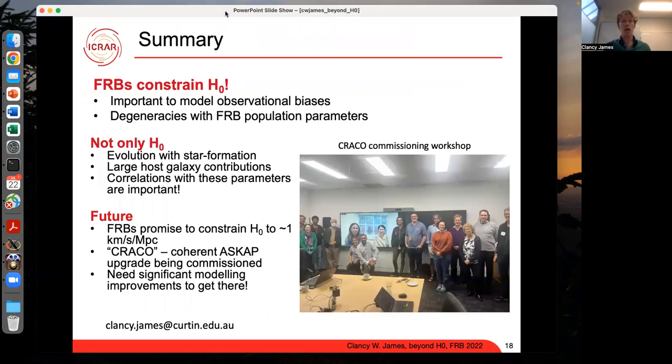So in summary, FRBs can and do constrain H0. To do that, it's important to model your observational biases and degeneracies with the FRB population parameters, but we get a lot more out. The fast radio burst population evolves pretty closely with the star formation rate. There's a much larger host galaxy contribution than all of you expect, and correlations with these parameters are important. Especially because in the future, we expect to get a statistical error on the Hubble constant of order 1 kilometer per second per megaparsec. It's going to be really important after we commission this CRACKER upgrade to fix the modeling, improve it, and reduce the systematics.